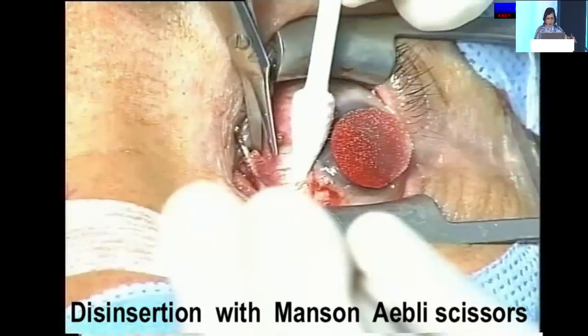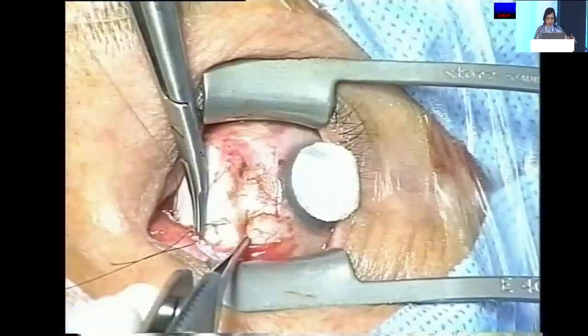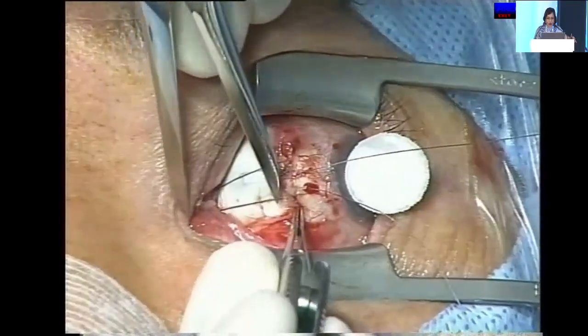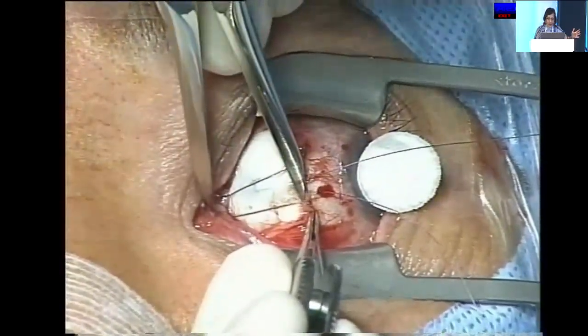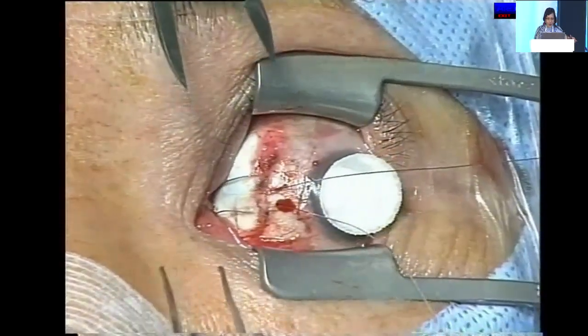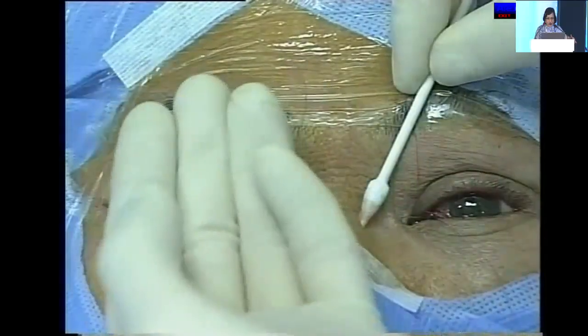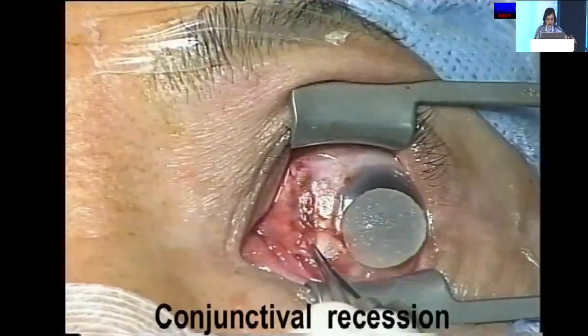And we disinsert the muscle. We are using an Abley scissor because of the tight fibrotic muscle. We put it on a slip knot at the desired recession point. In this case, we put it, I think, at 7.5 or 8. And here is a cover test with both eyes' medial rectus on slip knots.